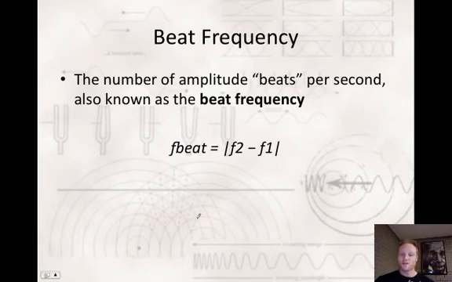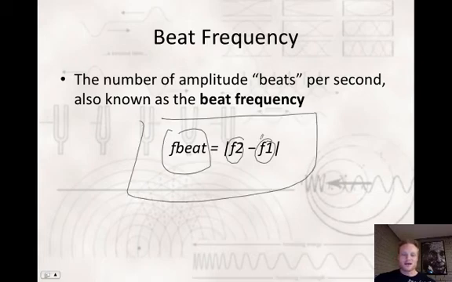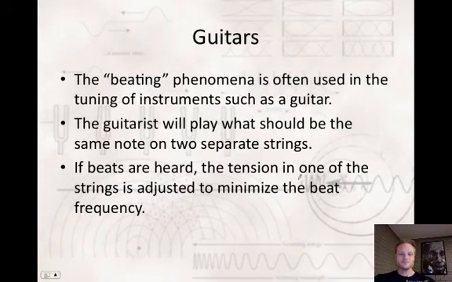There is a formula to figure out the beat frequency. The frequency of beats equals the absolute value of one frequency minus the other frequency, and this will always be a positive number. You can't have negative frequency, so make sure you put your absolute value in there. Keep this formula in mind, because I'm going to have an example problem in about 2 slides, and we're going to be using that.